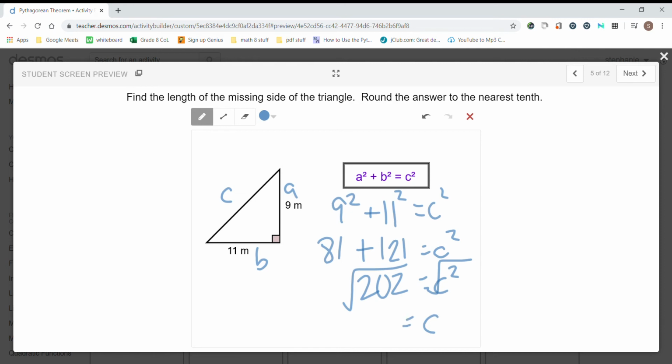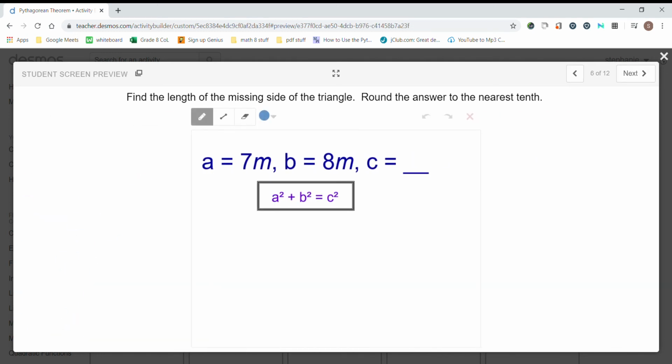C is going to be 14.21, round to the nearest tenth. I look at the 2, I look next door, 4 and below, you let it go. So it's just going to be 14.2, 14 and 2 tenths meters.